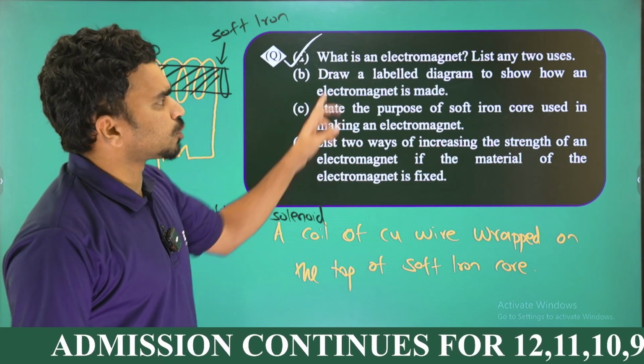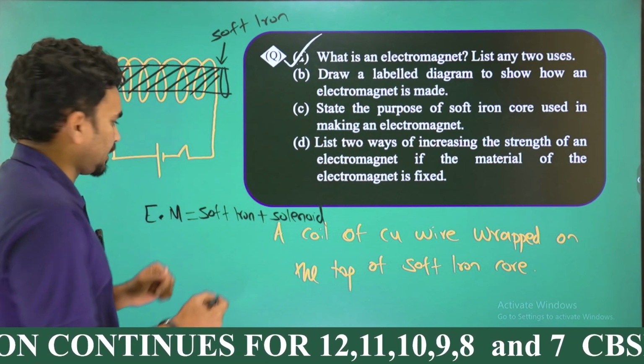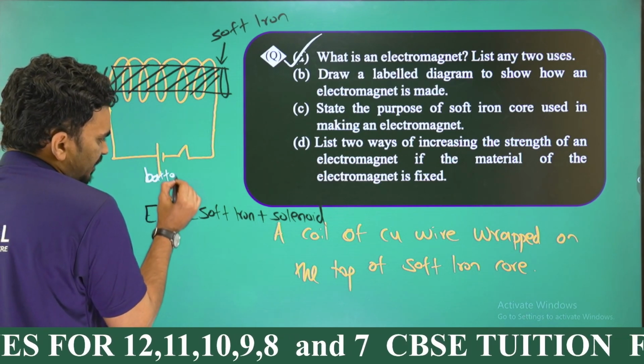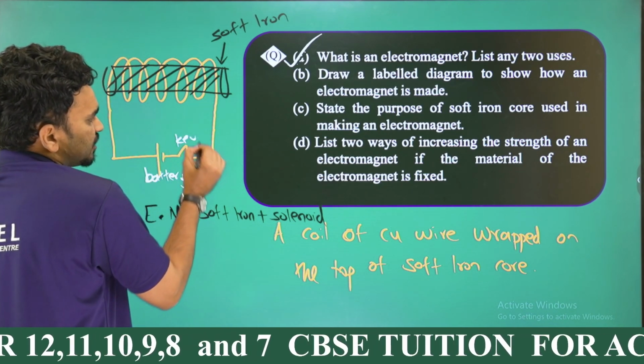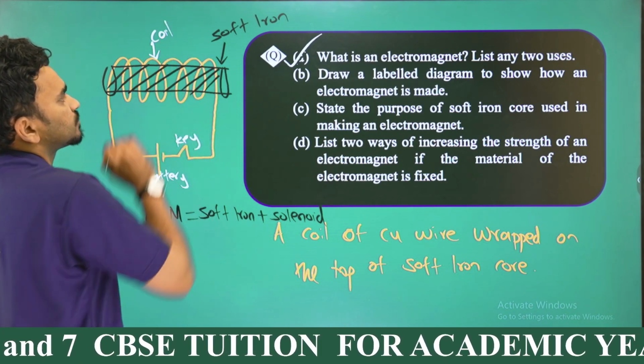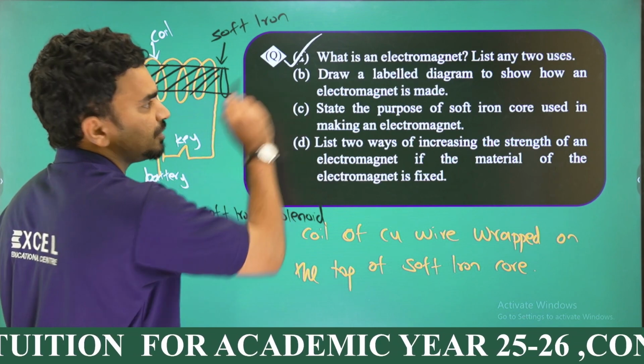Look at the B part. Draw the labelled diagram to show how an electromagnet is made. This is the labelled diagram. You can write here battery, and there is a key, and there is a soft iron. This is a coil, okay? It's called coil. And this is soft iron. You can make it a little more beautiful. So that's the B part.